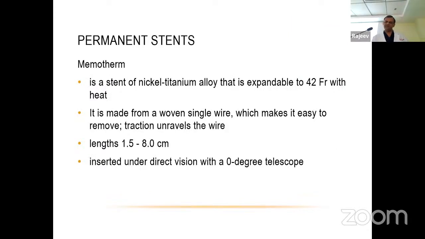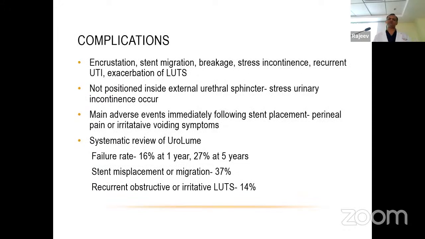Memotherm is another type of permanent stent. It is also made up of nickel titanium alloy, and its length is 1.5 to 8 centimeters. It is inserted under a 0-degree telescope. The complications of stents are encrustation, stent migration, incontinence, and recurrent UTI, and these should not be positioned inside the external urethral sphincter because it may cause stress urinary incontinence.